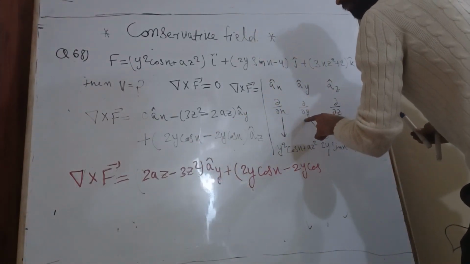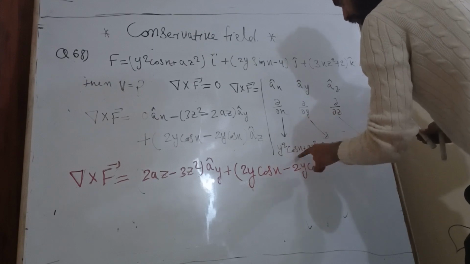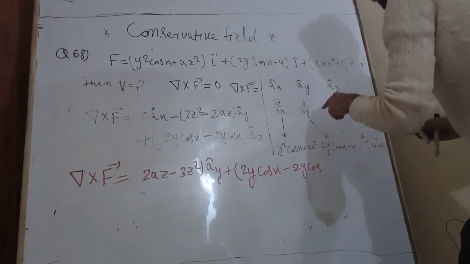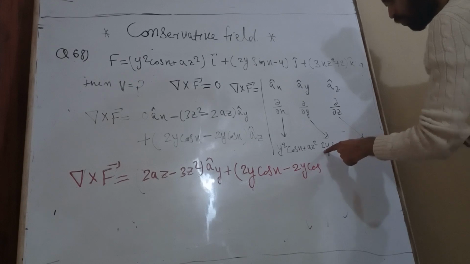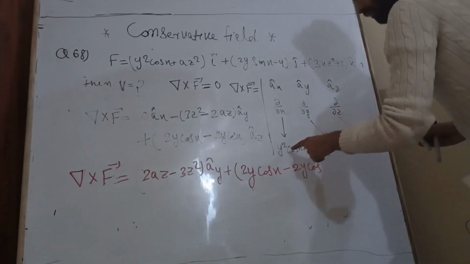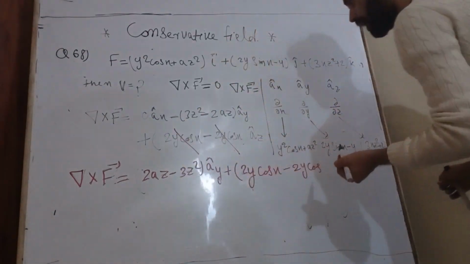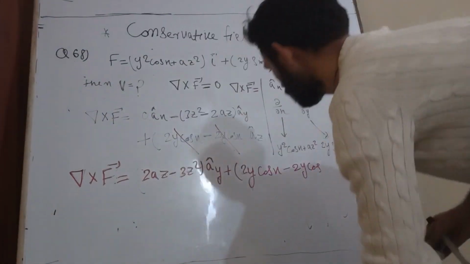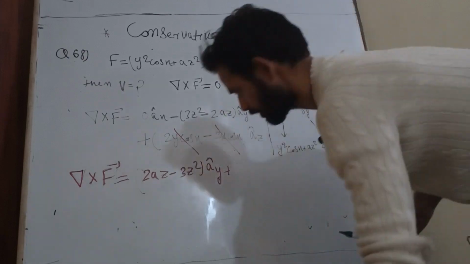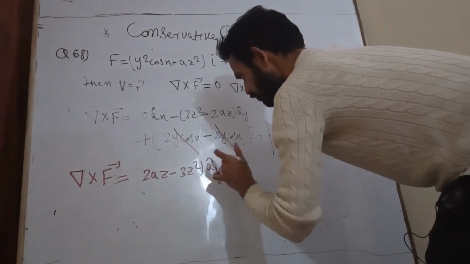So from here, del by del x of 2y cos x minus 2y cos x, yes, it will get cancelled out. So we are only left with what? We are only left with a unit vector y quantity.